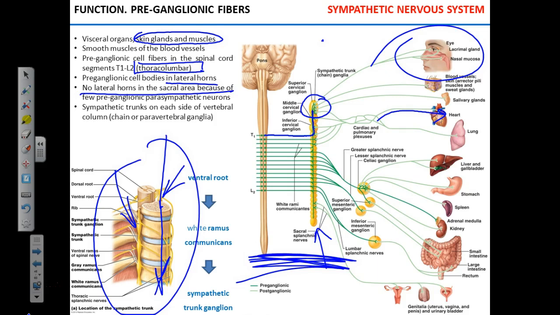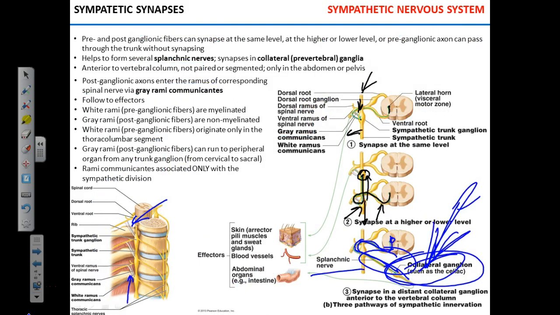When they get out of the lateral horns via the ventral roots of spinal nerves, where do they go? The sympathetic trunk. Okay? What do they enter the sympathetic trunk through? White rami communicans. Once they enter the sympathetic trunk, what can they do there?